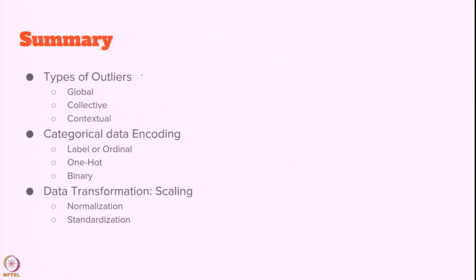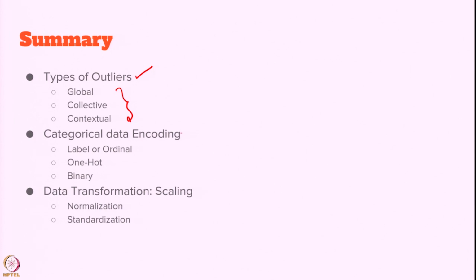Now to summarize, the types of data are global data, collective data and contextual data. These are the three types of data, and we saw the differences and definitions. Among them, we tried to understand how to find an outlier using a box plot, and whether we can find an outlier with just a box plot.